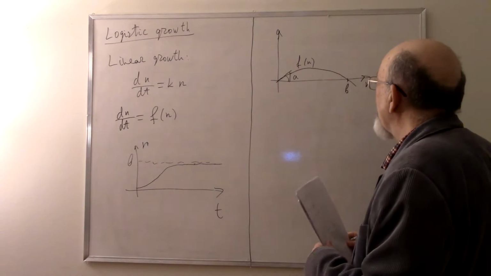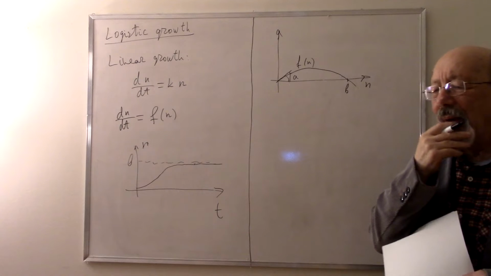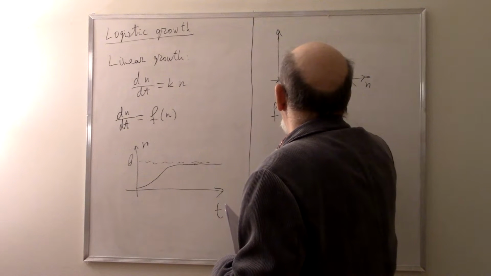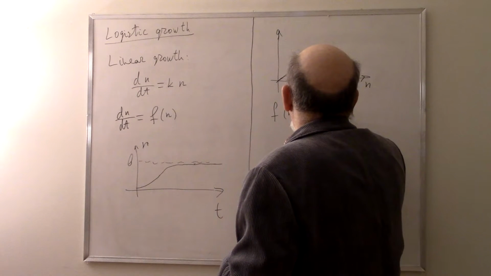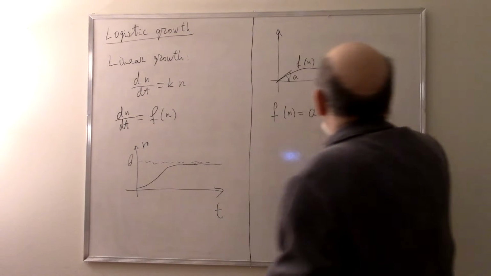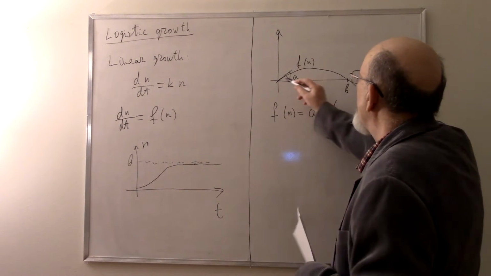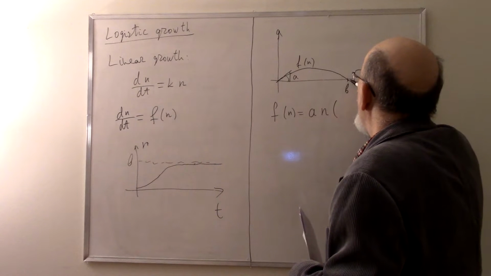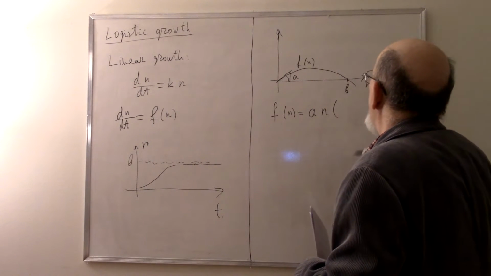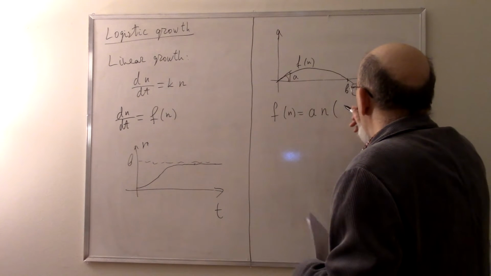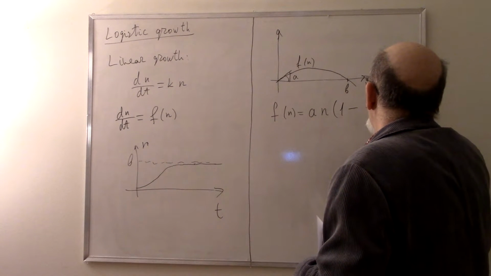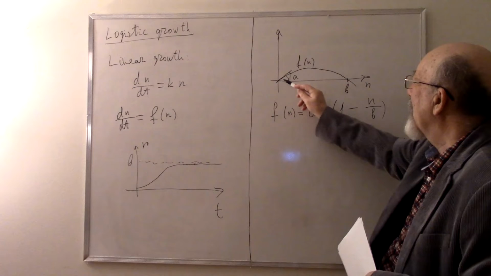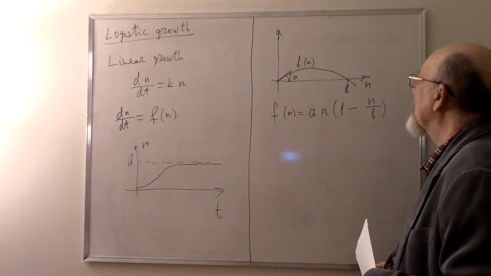And then we can consider an example of such a function: f of n equals a n times (1 minus n over b). I want to find a quadratic function such that it has a slope a here, and it is 0 at 0 and at the point b. So this function, if you differentiate it at the point 0, its derivative is a.